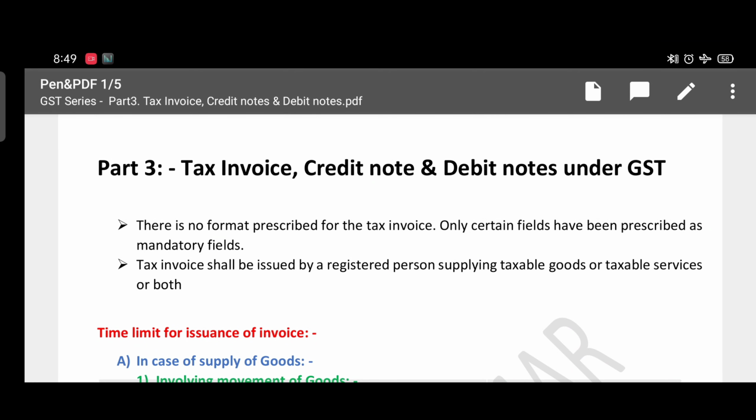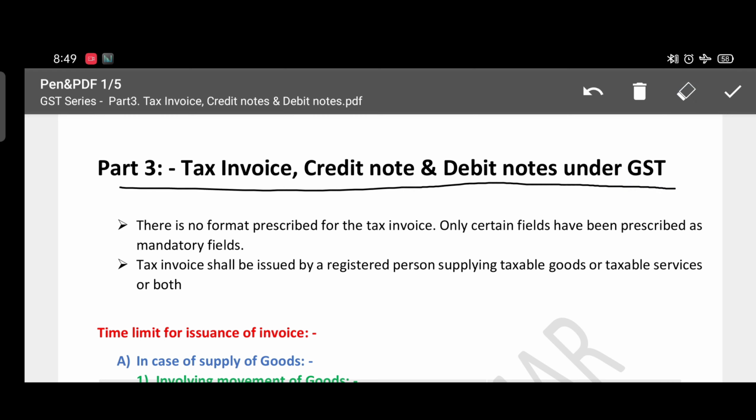In this video, let's discuss part 3, that is tax invoice, credit note and debit notes under GST. As of now, we have discussed part 1, that is registration under GST, and part 2 about returns under GST. Now we will discuss part 3.